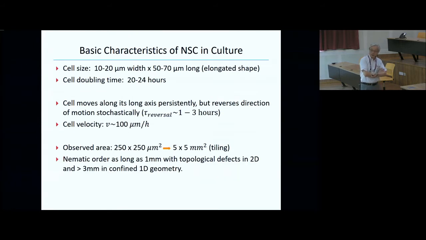The observed area can become very large by using a tiling technique. In this system, we can observe nematic order over a large range, but we have a lot of topological defects. If we confine this system into 1D, then we can have longer orientational order.